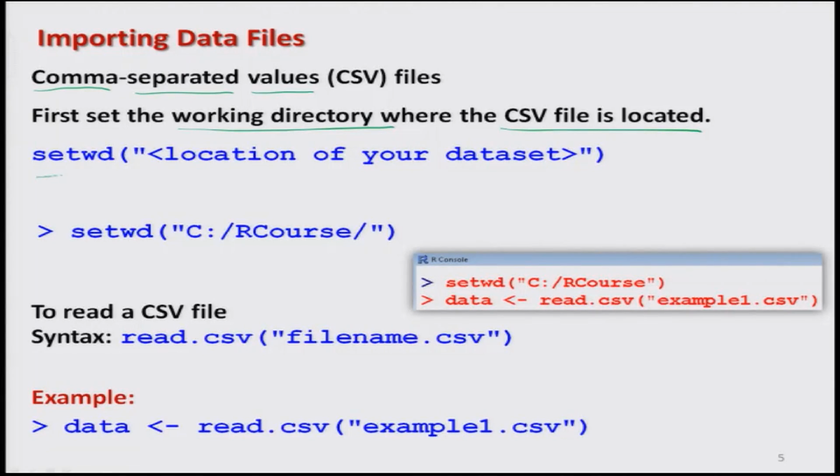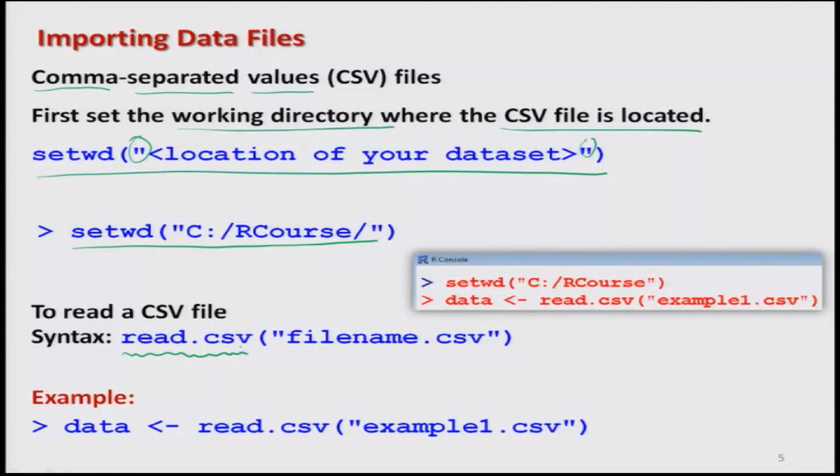For that you have to use the command as we discussed earlier, setwd, and inside the arguments, within the inverted commas, you have to write down the location of your data set. For example, here I am doing setwd c:\r course inside the inverted commas. Now, the syntax to read a CSV file is read.csv, and then inside the double quotes you have to give the name of the file which you want to read.